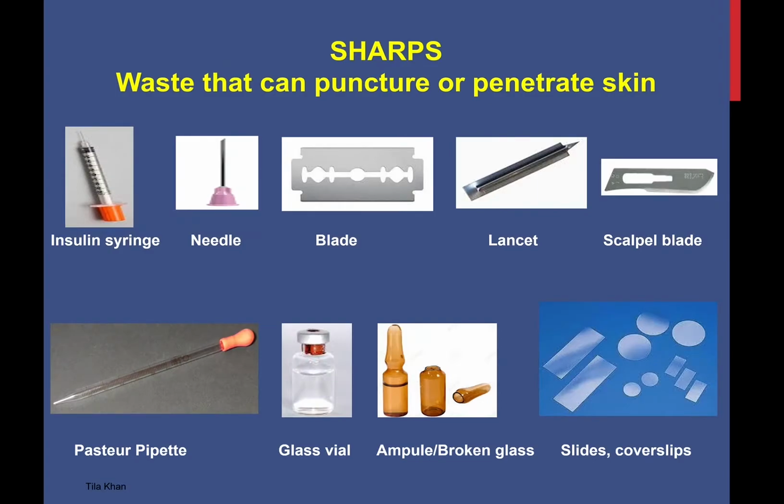Now let us study about sharps. Sharps come under a different category of waste. Sharps are substances or objects that can penetrate or puncture skin. These include hypodermic needles, surgical blades, lancets, scalpel blades, Pasteur pipettes, glass vials, ampoules, glass slides, and cover slips. So all of these can puncture or penetrate our skin, and these need to be disposed of separately from the solid waste.